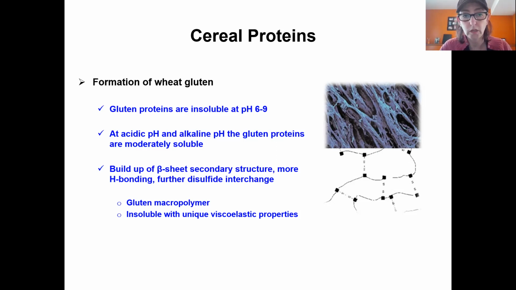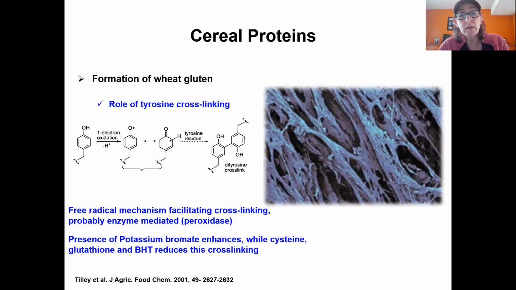So once they're formed, mostly by beta sheet formation through hydrogen bonding and disulfide interchange, you get that unique network that is a viscoelastic network, and it's insoluble in water. There has been research done over the past 2 decades that looks at another form of interaction that is also important in building that structure, and it is dityrosine or tyrosine cross-linking.